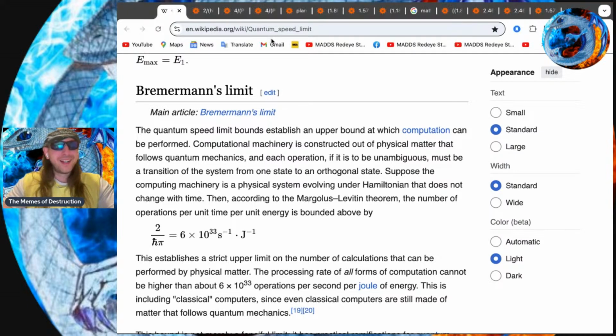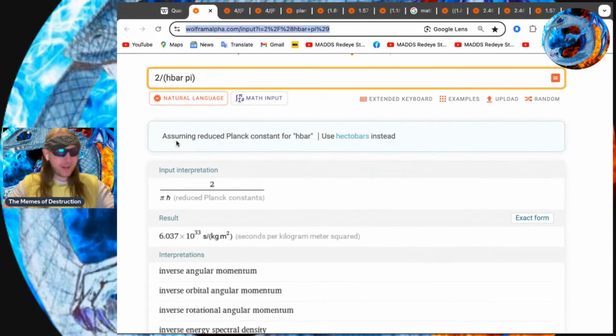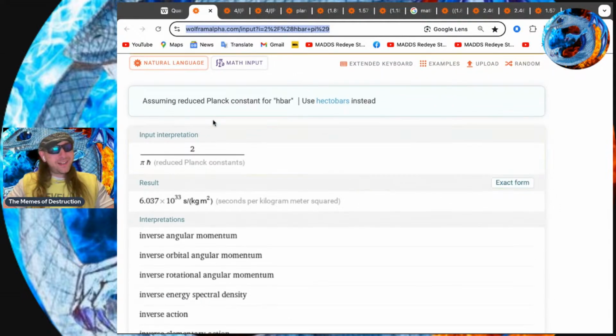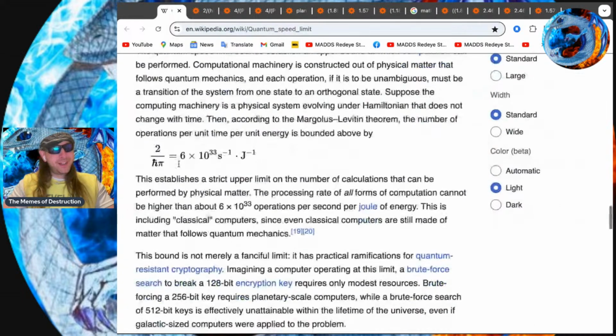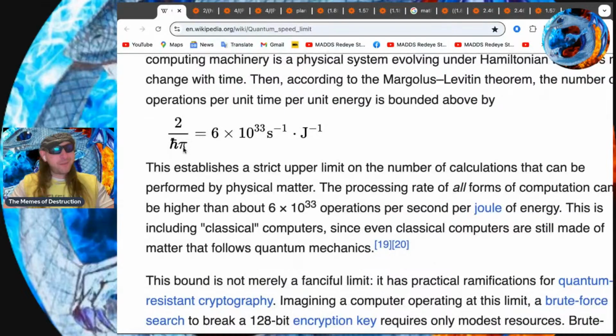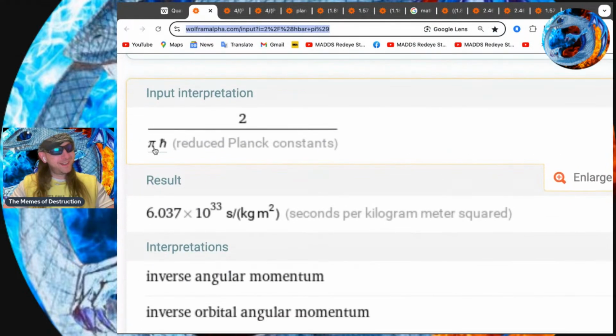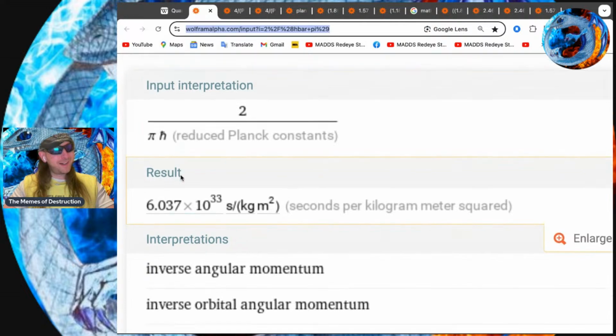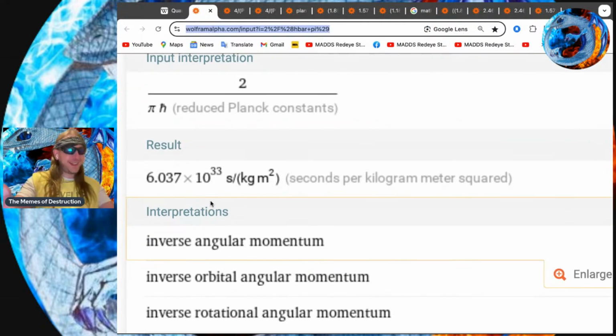So why am I showing you this? Just, and again, take this for what it's worth. Perhaps this is just an interesting coincidence. Okay, so you put in that. What was the formula? All right, 2 over h bar pi. Okay, you put that in. 2 over pi h bar. Okay, gives you basically the number they said there.